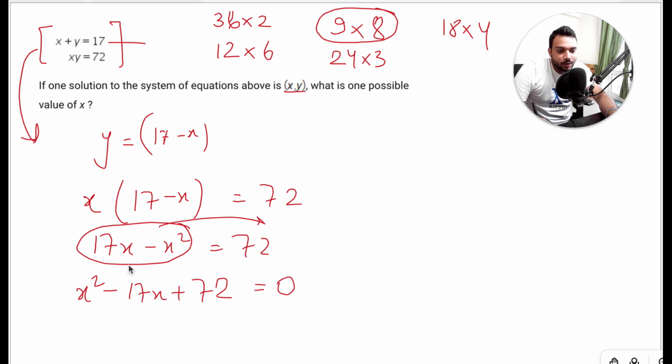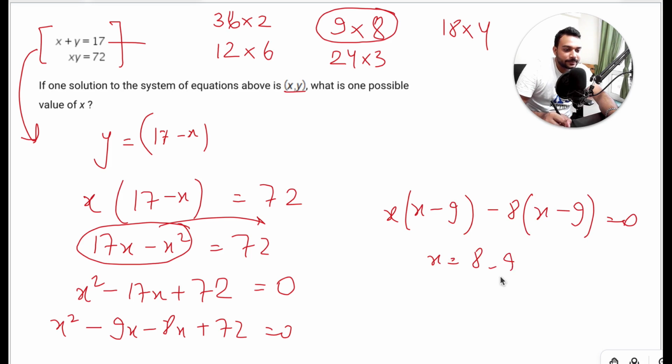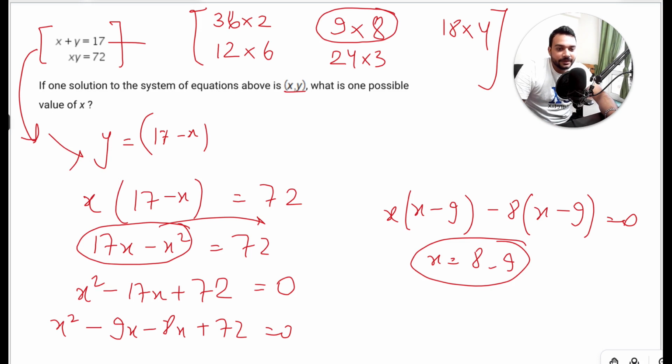Now we need to factorize 72. As we can see, 9 times 8 would be the obvious choice. So x squared minus 9x minus 8x plus 72 is equal to 0. x minus 9 times x minus 8 is equal to 0. x is equal to 8 comma 9. So both answers are correct. You could either mark 8 or 9 since it's a grid-in question and it has multiple correct answers. This is how we solved this question in under 10 seconds, and this is how we solved it properly. Okay, let's go to the next one.